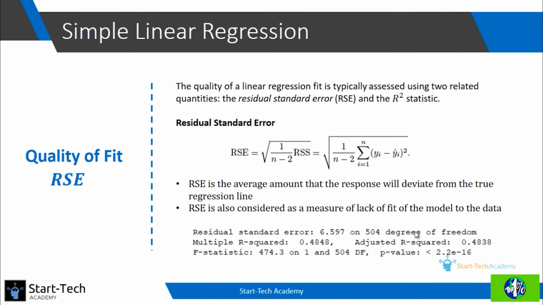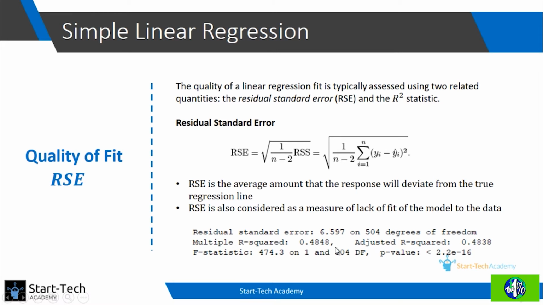We saw earlier that residual standard error is the square root of RSS by n minus 2, which can also be written like this as a summation of the square of the difference between actual value and predicted value. Roughly speaking, RSE is the average amount that the response will deviate from the true regression line.